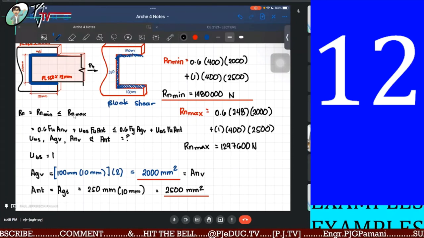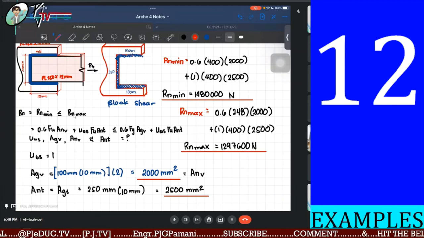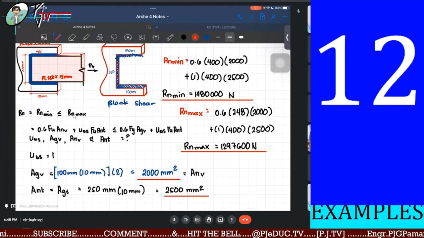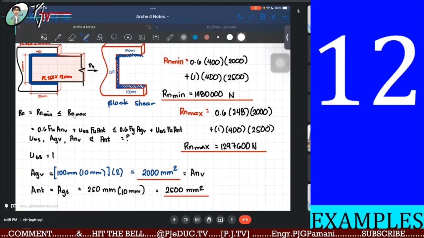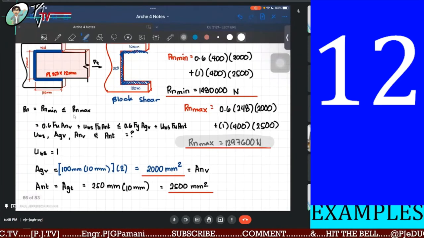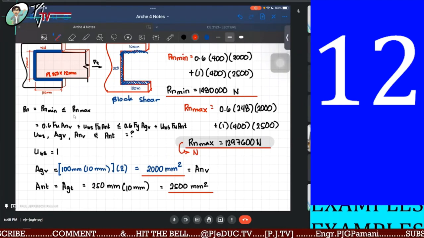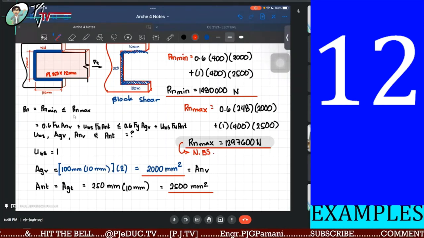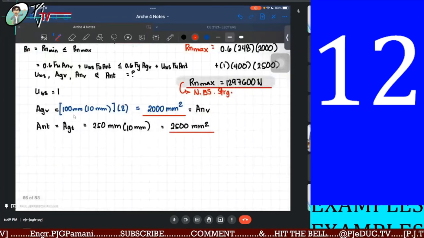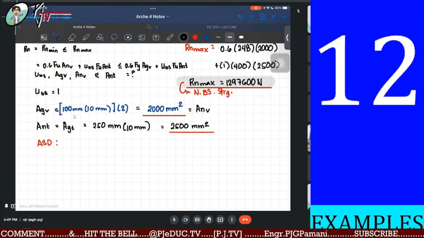Rn maximum is equal to? Newton. Okay. Compare those two values, Rn minimum and Rn maximum. So, anong gagamitin nating nominal block shear strength? Yung minimum or yung maximum? Okay, so we are going to use the maximum nominal block shear strength dahil nga mas malaki yung minimum. So this will serve as our nominal block shear strength. Okay, so from there, we can now compute the allowable block shear strength in terms to ASD and the design block shear strength in terms to LRFD.